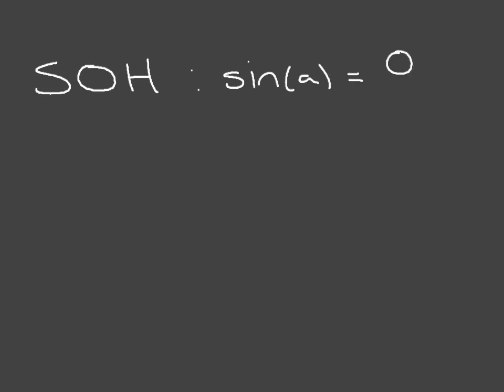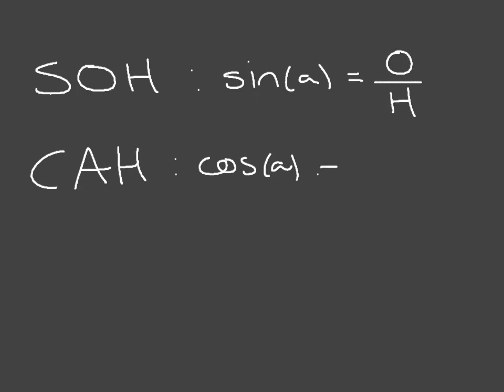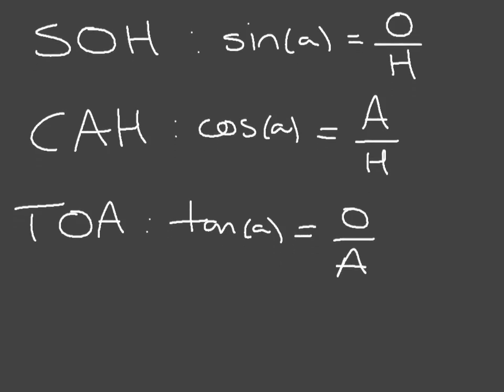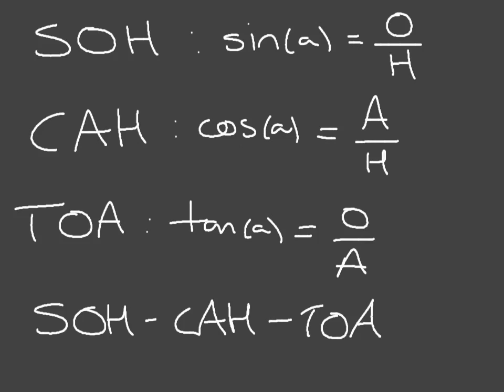Remember, Soh means sine of an angle equals opposite over hypotenuse. Cah, C-A-H, means that the cosine of an angle A is equal to adjacent over hypotenuse. And Toa of an angle means that tan of an angle A is equal to opposite over adjacent. Putting these all together leads us to Soh-Cah-Toa. And that's it.